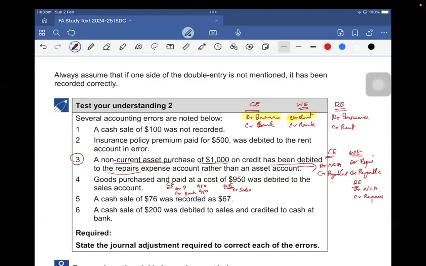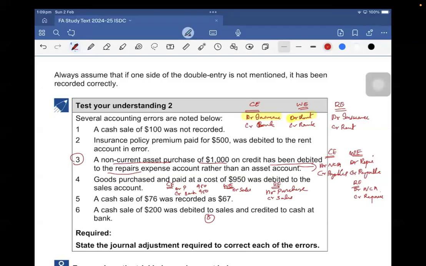Okay. Since the bank item is not given, we are going to assume that it was correctly recorded. So what is the rectification entry? You're going to credit sales and debit purchase. Clear? Now the next one, that is the fifth one.